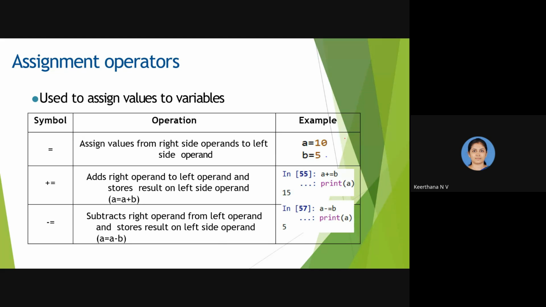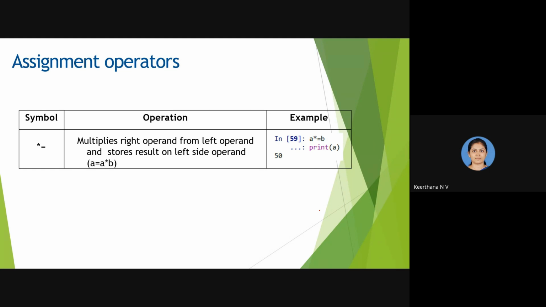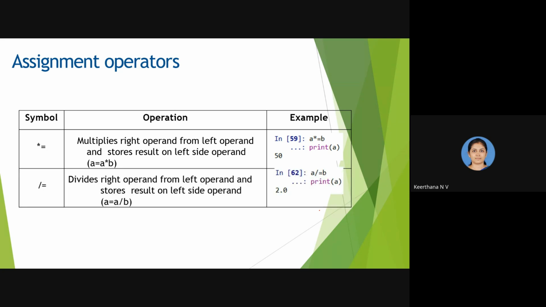The next one, A minus equal to B, means it subtracts the right operand from the left operand. That is A equal to A minus B, that is A equal to 10 minus 5, and the answer will be 5. After that, next is the multiplication operator. It multiplies with the left-hand operand, that is A equal to A star B. Divide is the same as multiplication, the left side operand gets divided.